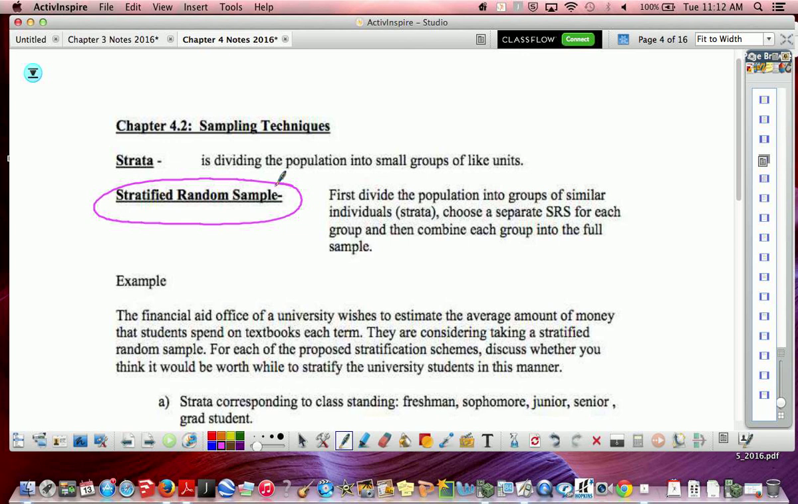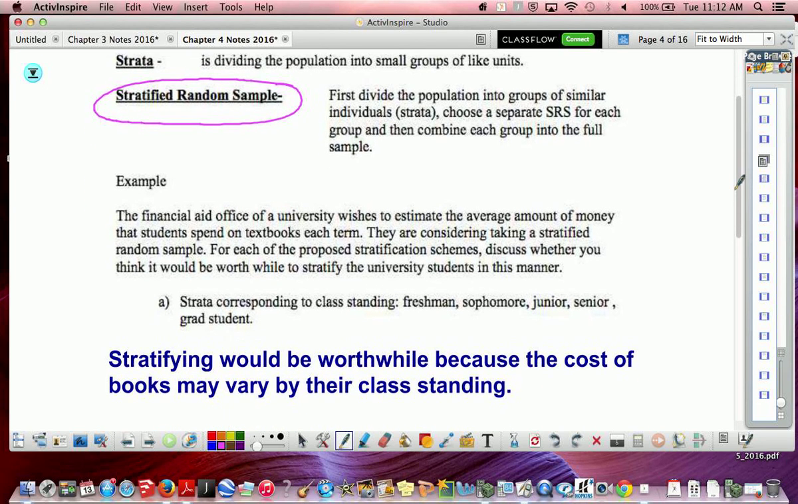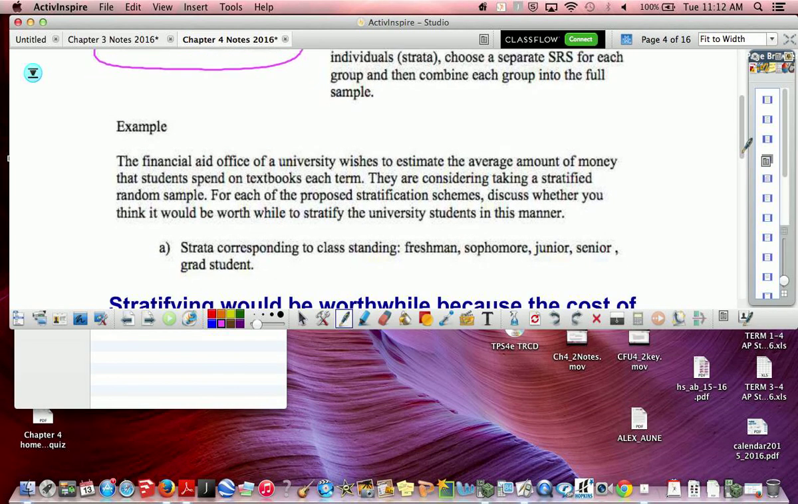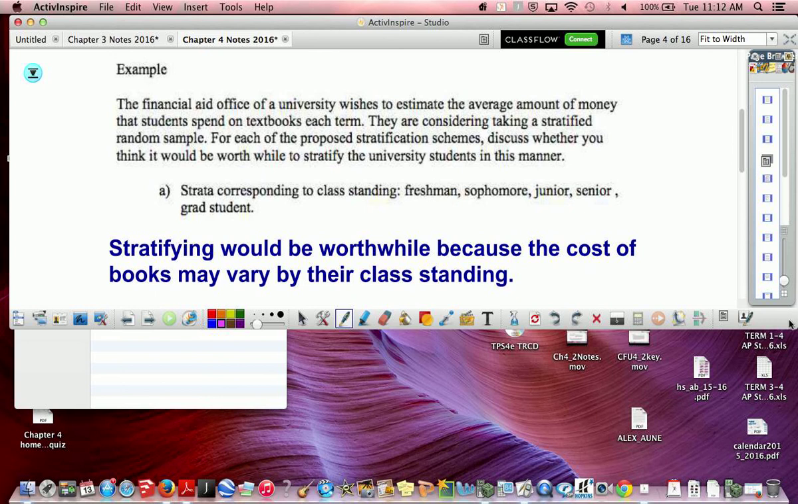So it could definitely vary. So what we just note here is, and I'll move this up a little bit so you can see it better. Stratifying would be worthwhile because the cost of books may vary by their class standing. As we were talking about, seniors might spend more on books than freshmen, or vice versa. Some courses you'd have a lot of books to buy.